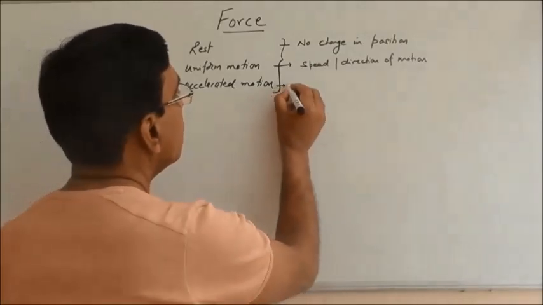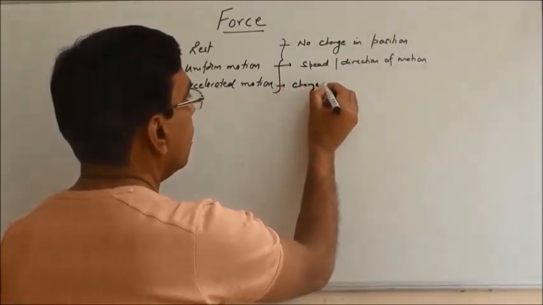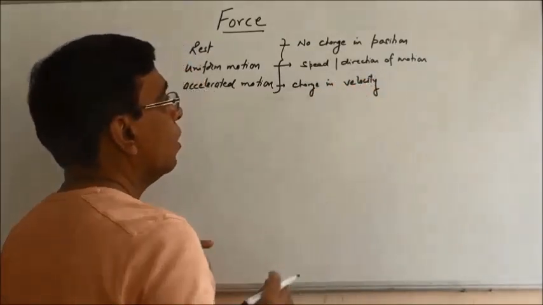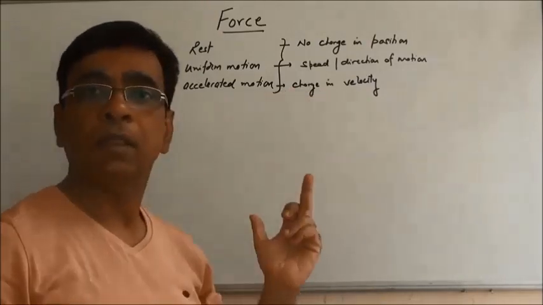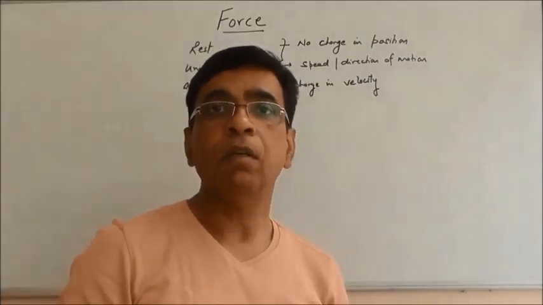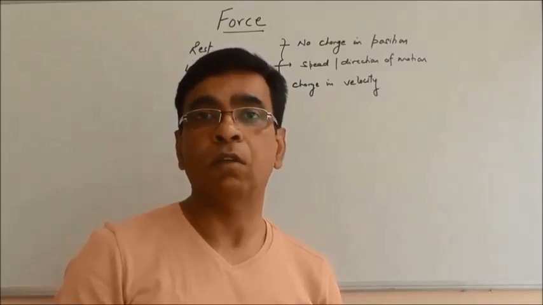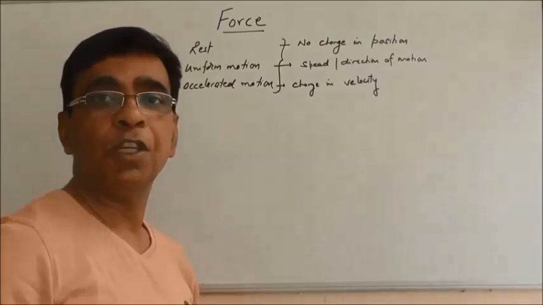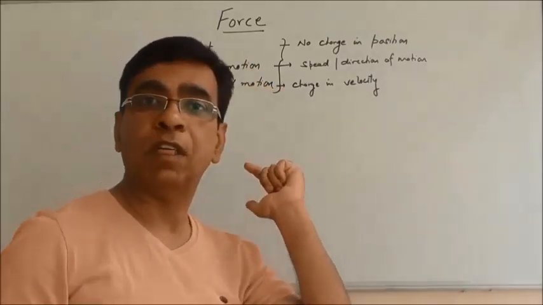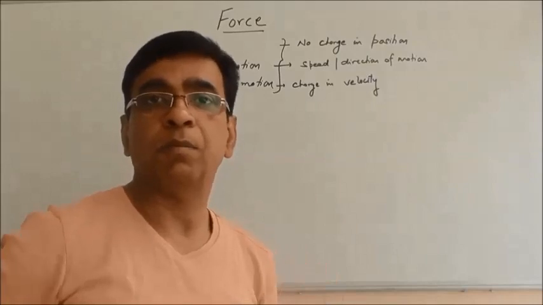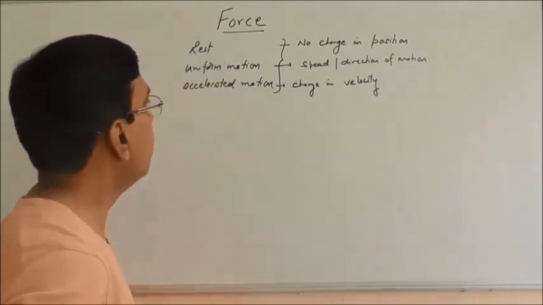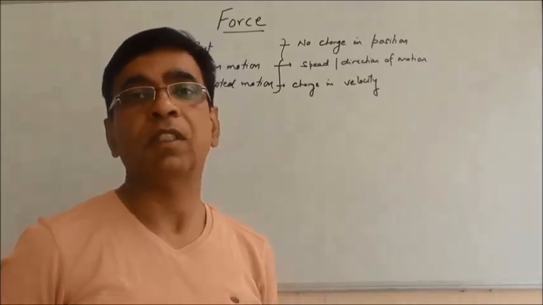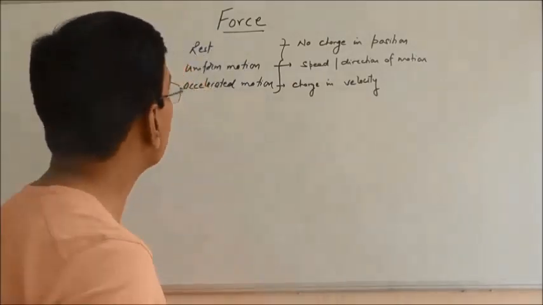So accelerated motion is change in velocity. Change in velocity means either the change in speed or change in direction of motion. So a body is at rest when it is not changing its position. A body is said to be in uniform motion when it is moving with constant speed in a fixed direction. And accelerated motion means whenever the velocity of a body changes, we say that the motion is accelerated motion.